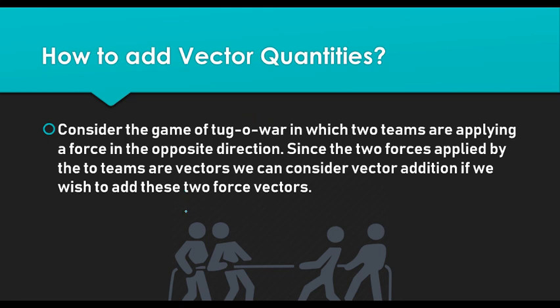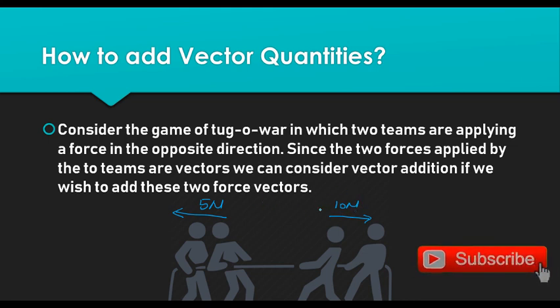So this team is pulling this way, and this team is pulling in that direction. So that is the direction of the two vector forces. So let's say this team is pulling with a force of 5 Newton, and this team is pulling with a force of 10 newtons. For example, for us to actually add these vectors, we will need to take into consideration the magnitude. This is the magnitude of the vector, and also the direction.